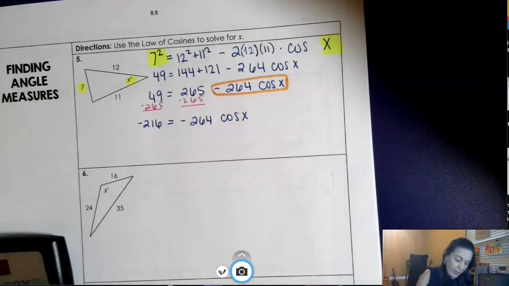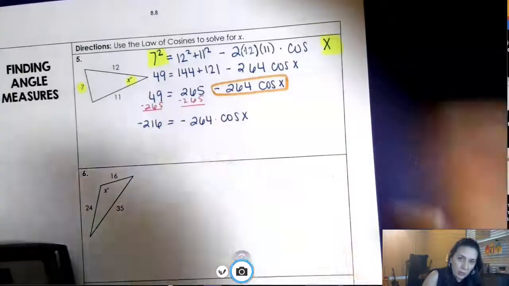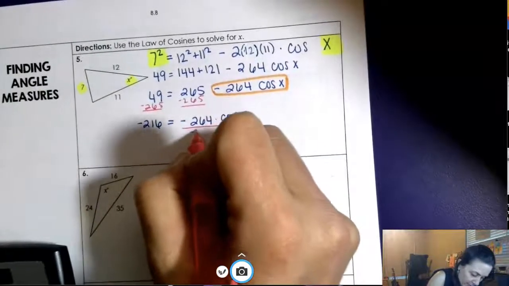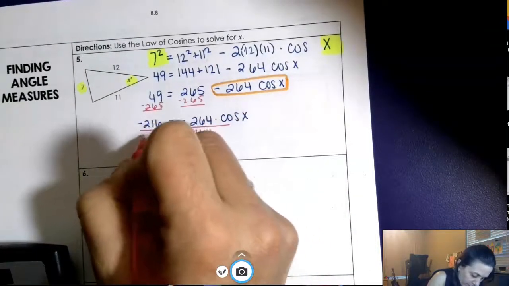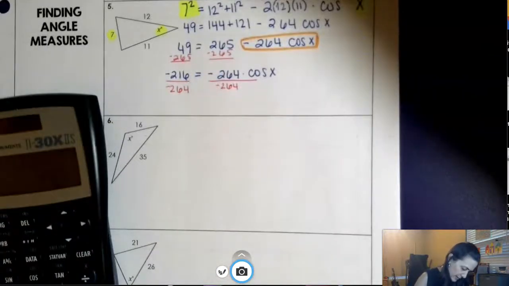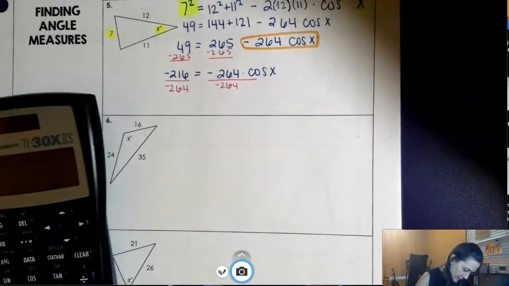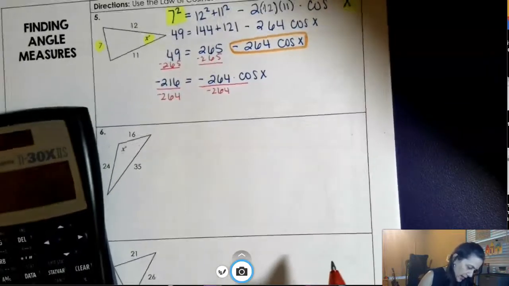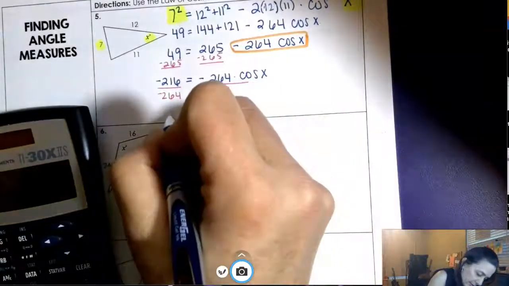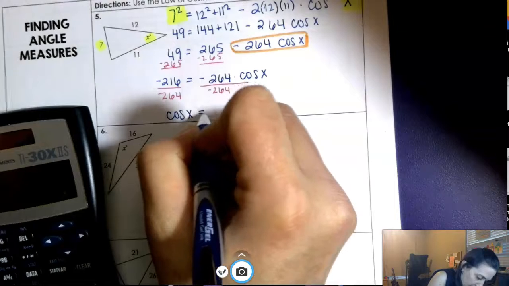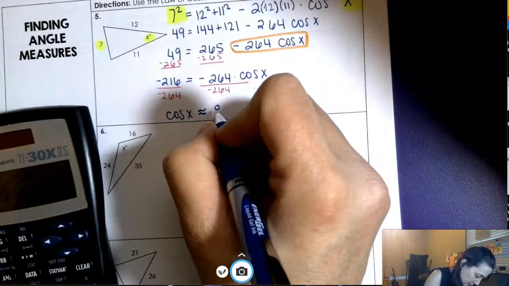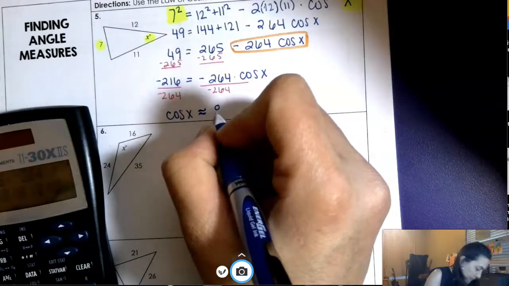So what's nice at this point is that this is multiplication, so it goes together, but if I want to get the x by itself, I can go ahead and divide both sides by negative 264. So a negative divided by negative is going to give me a positive. So I get negative 216 divided by negative 264. I'm going to flip it around, so I'm going to put the cosine x on this side. Cosine x equals approximately, you round to 4 decimal places, 0.8182.